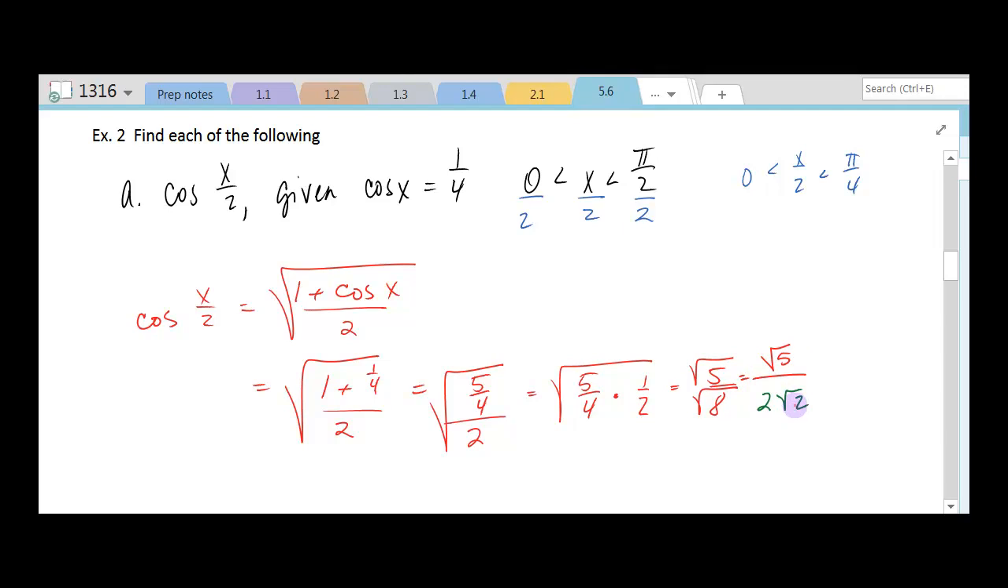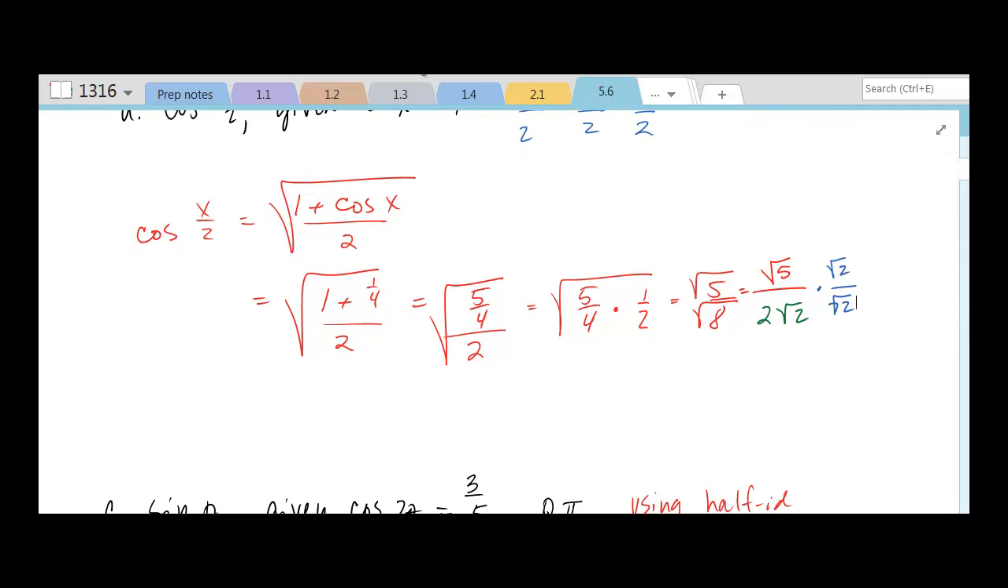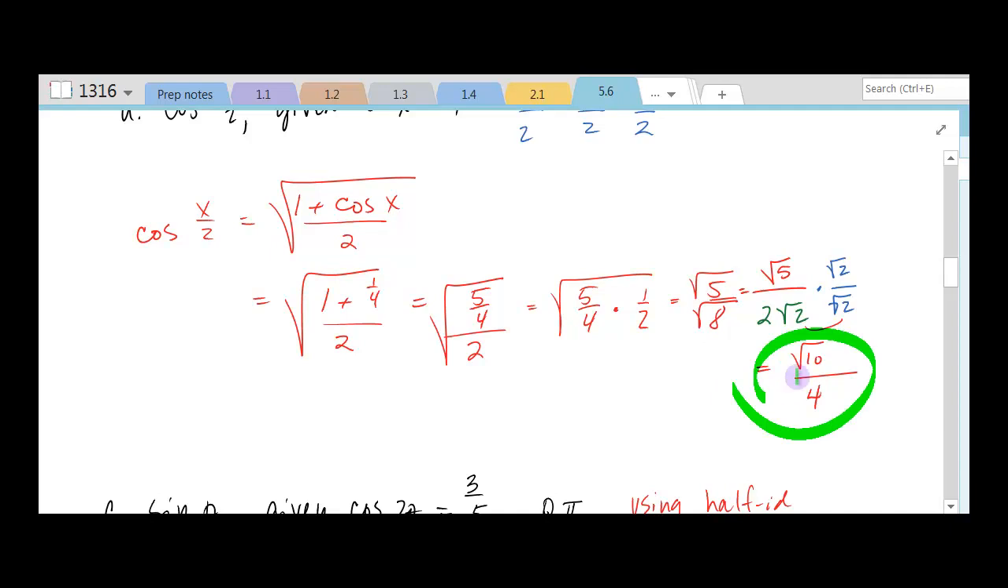Now if I were to rationalize the denominator to get rid of the radical in the denominator, I would need to multiply top and bottom by only the radical part. So here I'm going to multiply the top by the square root of 2 and the bottom by the square root of 2, and that's going to get me 5 times 2, which is the square root of 10 in the numerator. In the denominator, when I multiply the square root of 2 times the square root of 2, I get 2 times this 2 that's left over, giving me 4. And that's the solution. That is the exact answer for the cosine of x over 2.